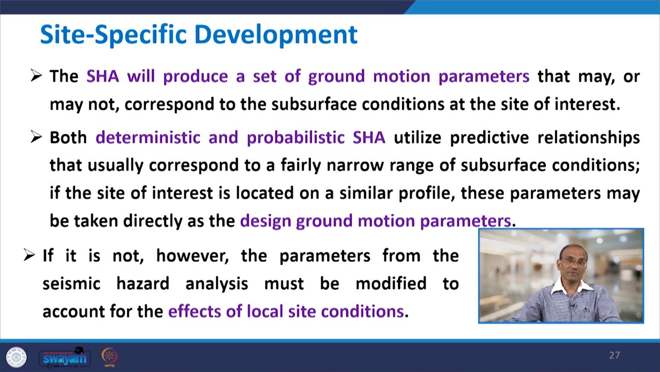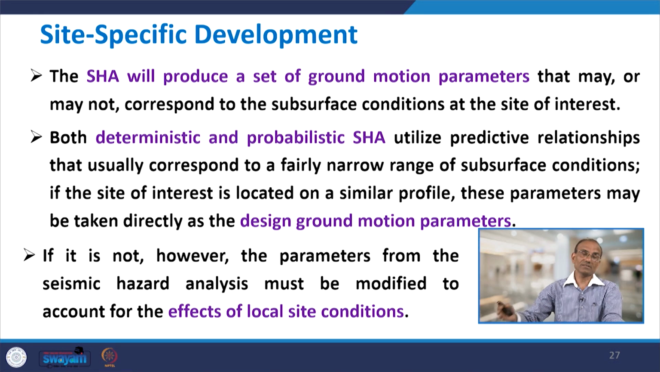So, continue with the site specific development. The seismic hazard analysis, that is SHA, will produce a set of ground motion parameters that may or may not correspond to the subsurface condition at the site of interest. So, normally our target is that they should correspond to the subsurface condition at the site of interest. Both deterministic and probabilistic seismic hazard analysis utilize predictive relationships that usually correspond to a fairly narrow range of subsurface conditions if the site of interest is located on a similar profile.